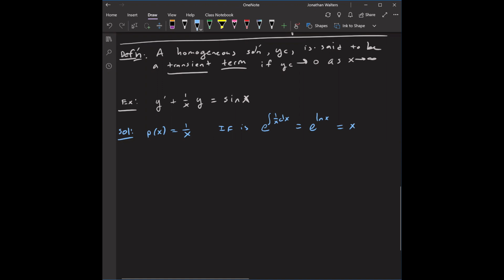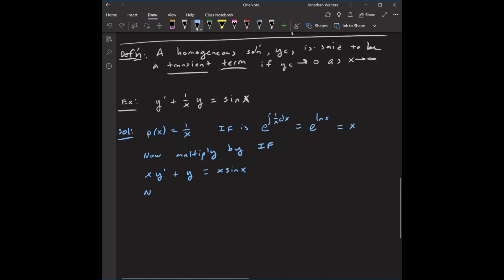So that's pretty straightforward there. That's a really nice integrating factor. So then multiply through by the integrating factor. So multiply the whole equation. So we get x y prime plus y equals x sine x.